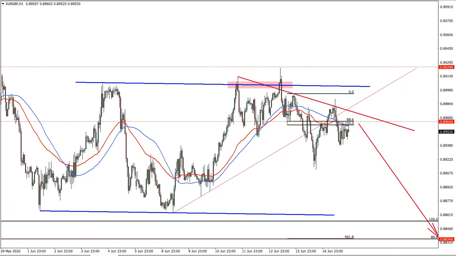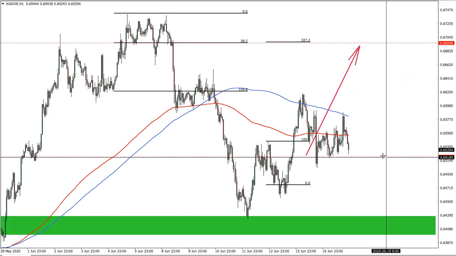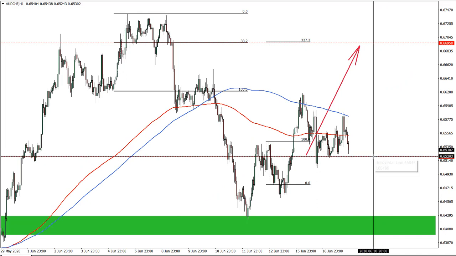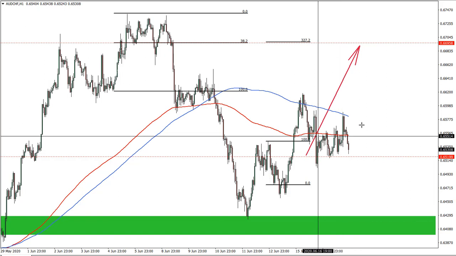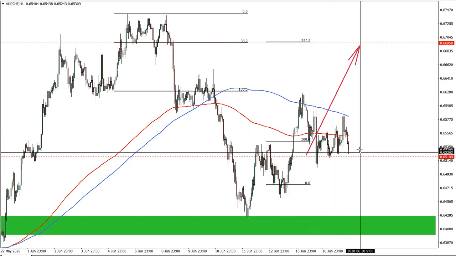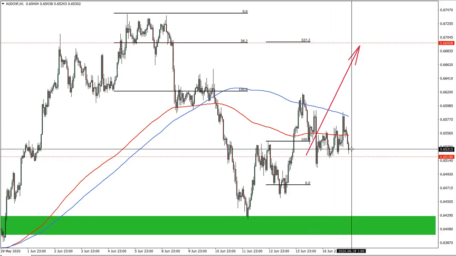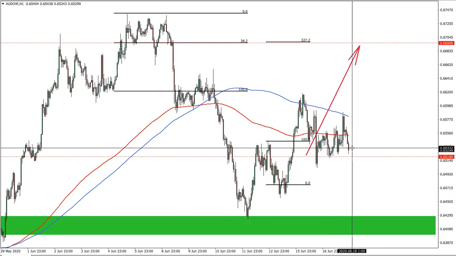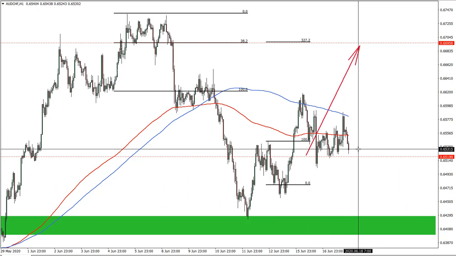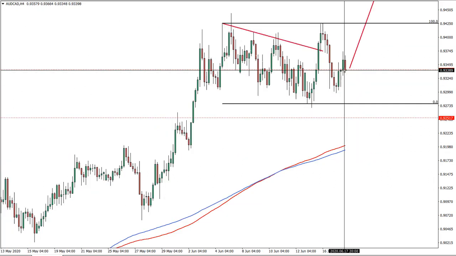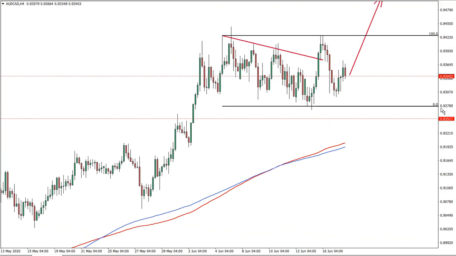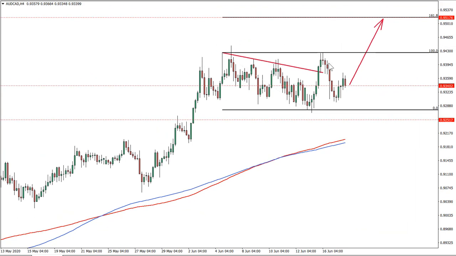Quick jump to the previous ideas. Australian versus Swiss franc is just above the entry point. This idea is valid, expecting a move to the upside. As I said, there can still be range trading going on today, and perhaps tomorrow we will start going up. It could be that Friday is the moving day. Australian Canadian dollar, we are at the entry point, so still looking for the uptrend, still valid, nothing has changed here.